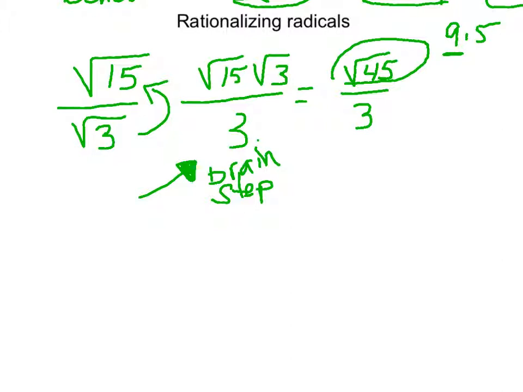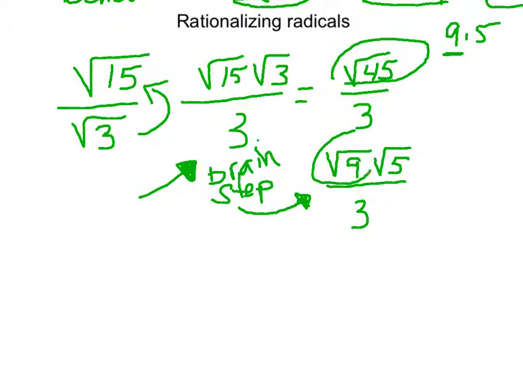So what I'm going to do is rewrite the square root of 45 as the square root of 9 times the square root of 5 over 3. And again, this is also kind of a brain step. Do you need to show this part out? Not necessarily if you're good with them and you know that you're going to get it right. If you're kind of new to it, I would suggest writing that step out because it slows you down and pinpoints your details. So, what is the square root of 9?